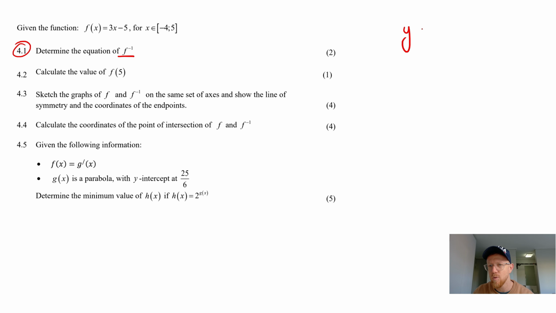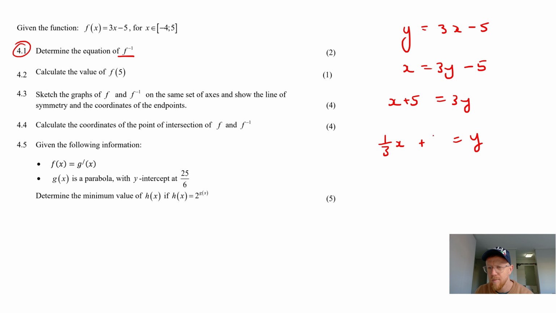Okay, that's easy. So we know that we have 3x minus 5. Then for inverses, step 1, switch x and y around. Okay, then get the y by itself again. So you bring the 5 over, and then you have that. Now, if you divide everything by 3, you should end up with a third x plus 5 over 3. You could also say x over 3 plus 5 over 3.